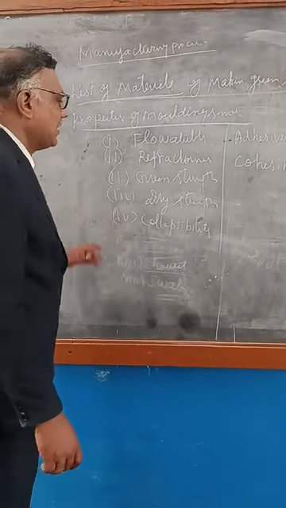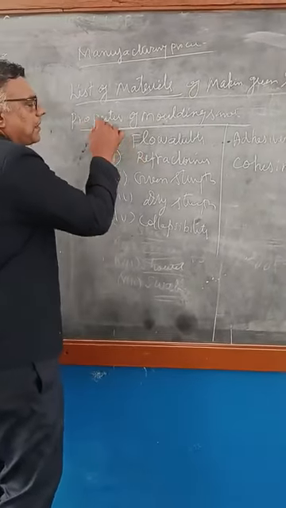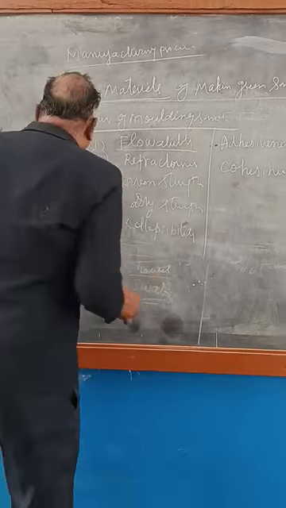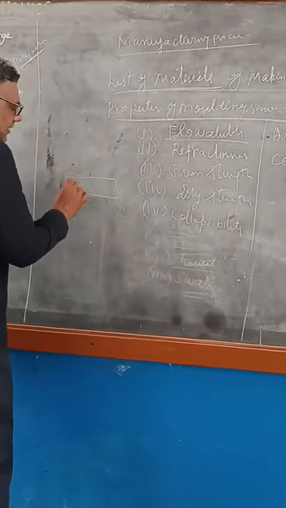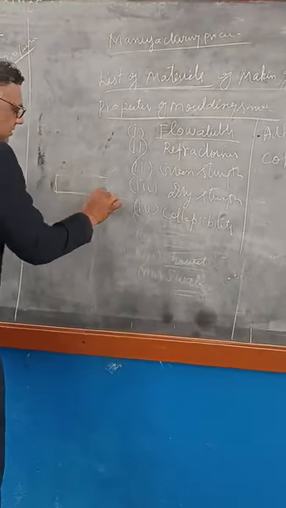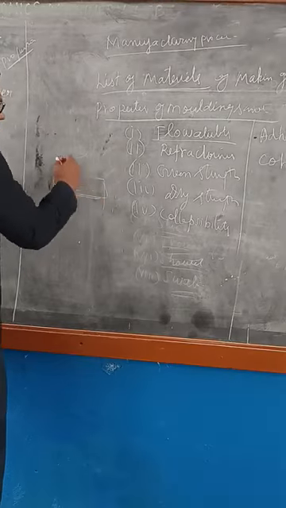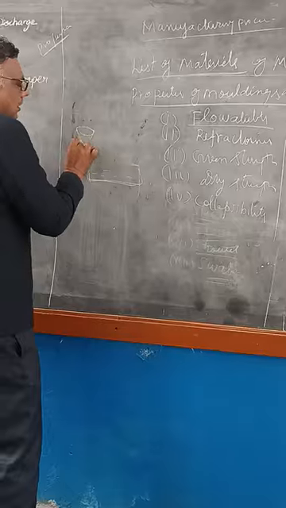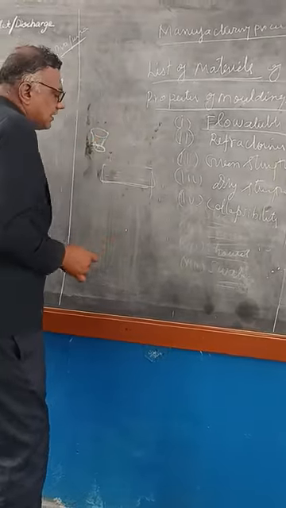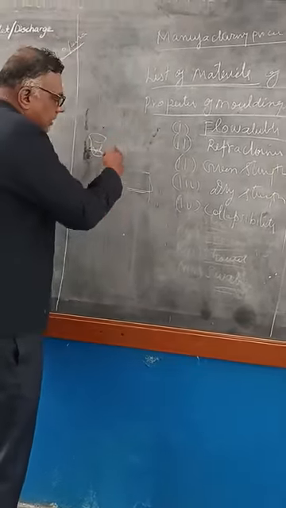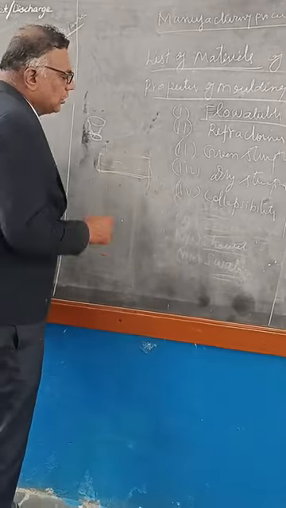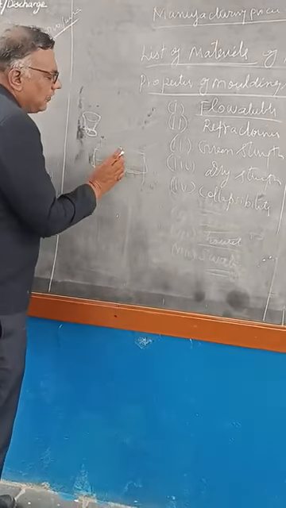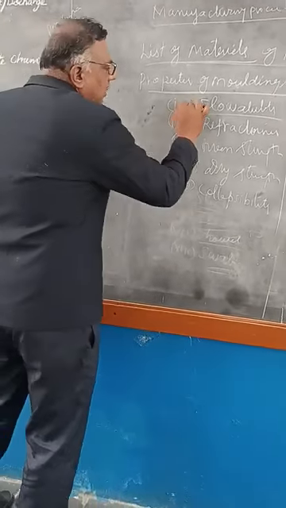Now I will explain one or two of the properties. Flowability: after filling the sand in the molding box, you have to ram it using a rammer, a pin rammer or a rammer, two rammers are there. While ramming, the sand should flow in all directions. This is called flowability.